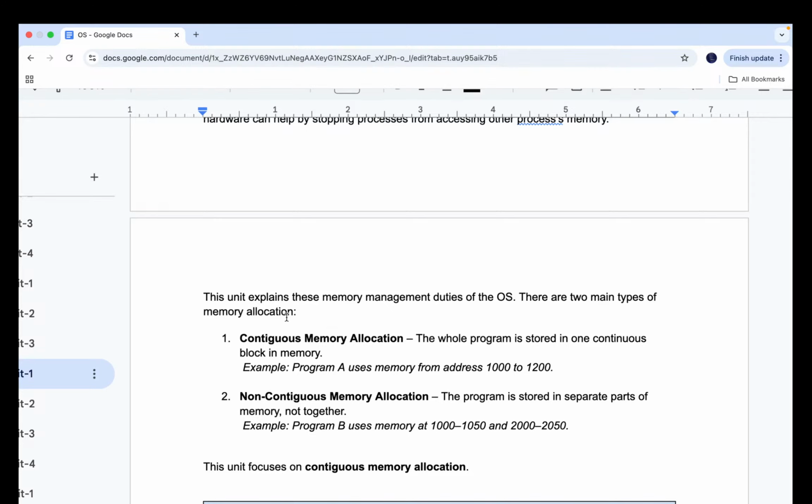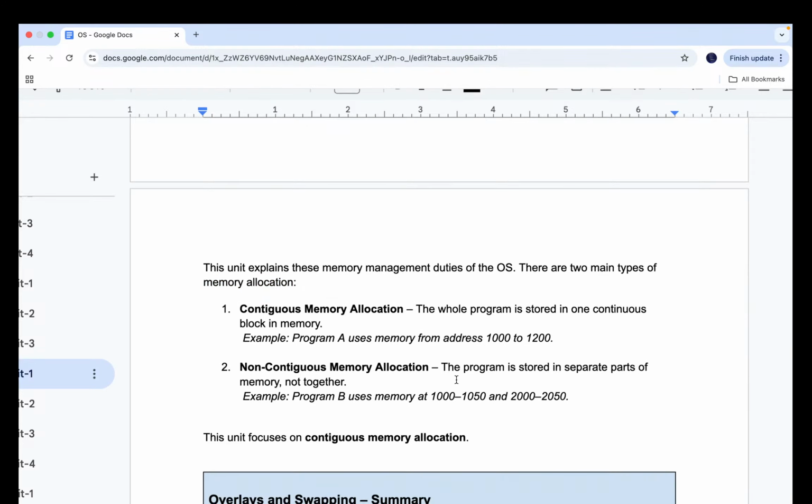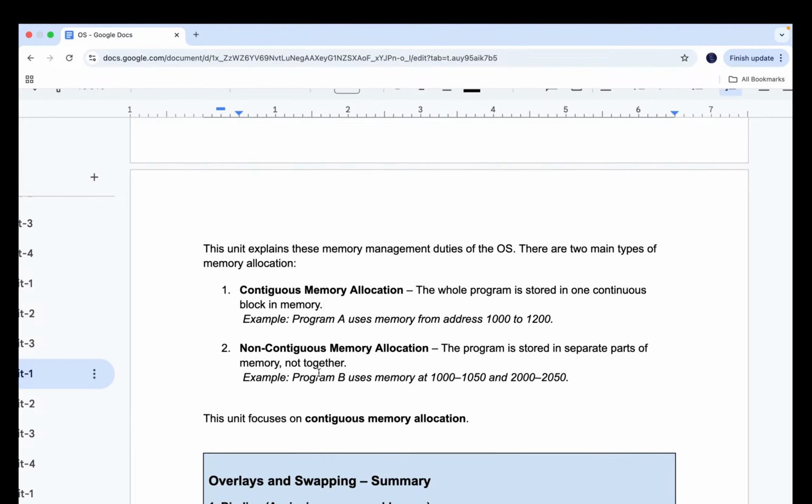There are two main types of memory allocation: contiguous memory allocation and non-contiguous memory allocation. In contiguous allocation, the whole program is stored in one contiguous block of memory. For example, program A uses memory from these addresses to these addresses. In non-contiguous memory allocation, the program is stored in separate parts of the memory, not together.